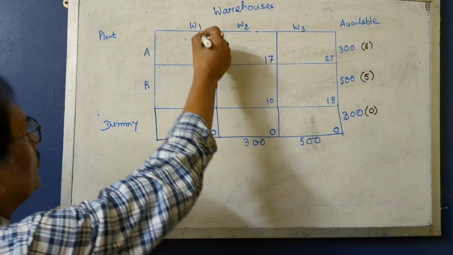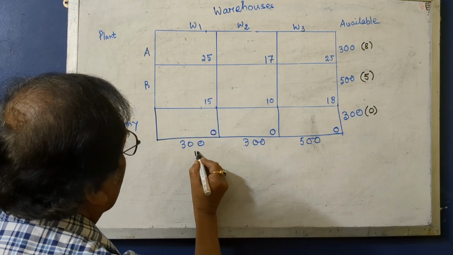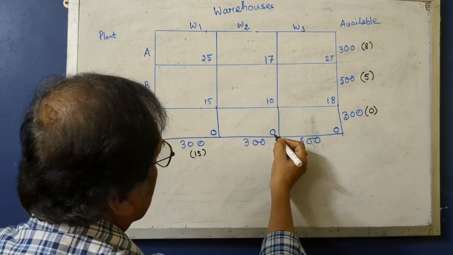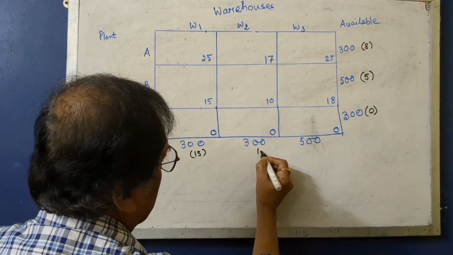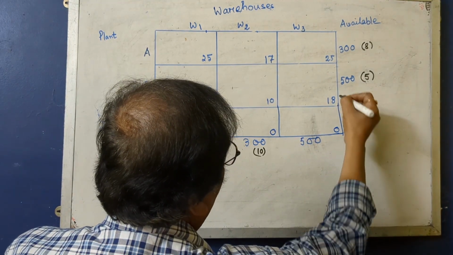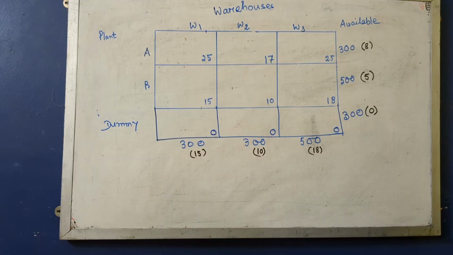Same process you have to do column wise. The lowest cost is 0, and the immediate lowest is 15. Therefore, the difference is 15. For the next column, 0 is the lowest cost and then 10, so the difference is 10. And for the last column, the lowest cost is 0, and the difference is 18.